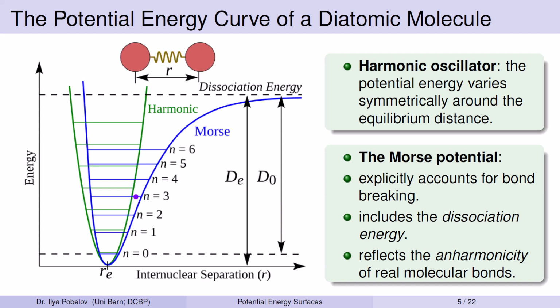Additionally, it reflects the anharmonicity of real molecular bonds, the fact that energy levels become closer together as the bond stretches, in contrast to the evenly spaced levels of a harmonic oscillator. Despite these refinements, the Morse potential very well approximates harmonic behavior near the equilibrium bond length.